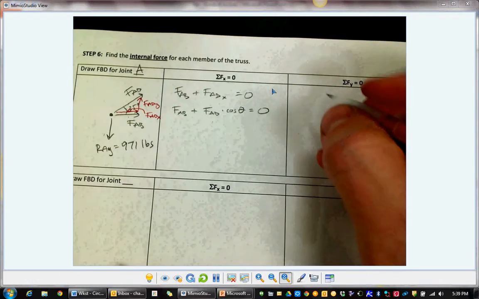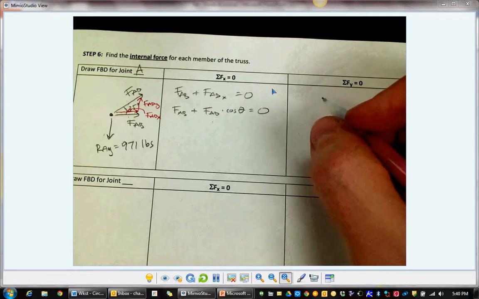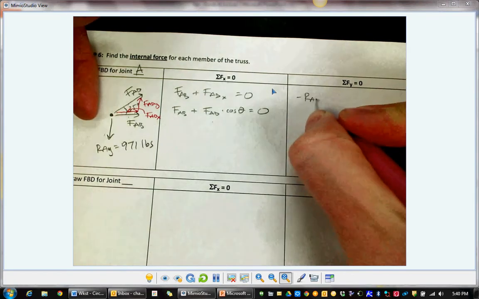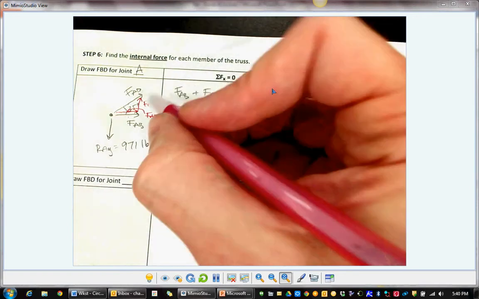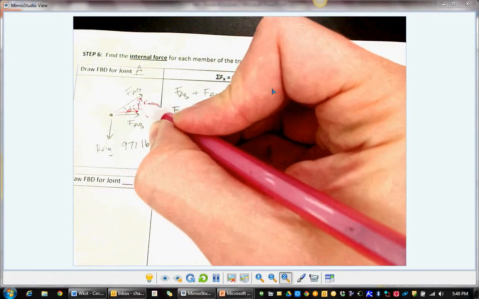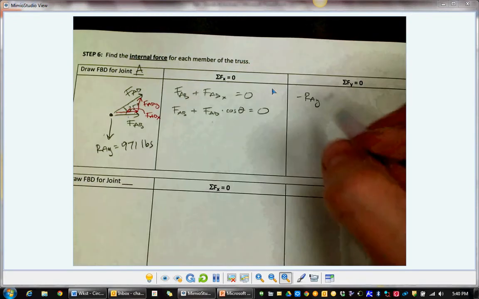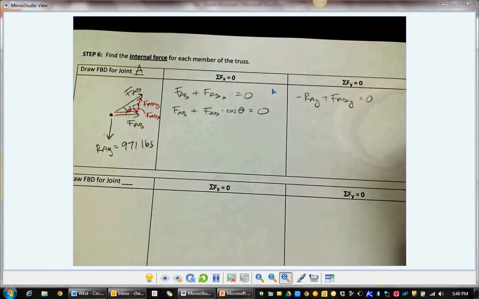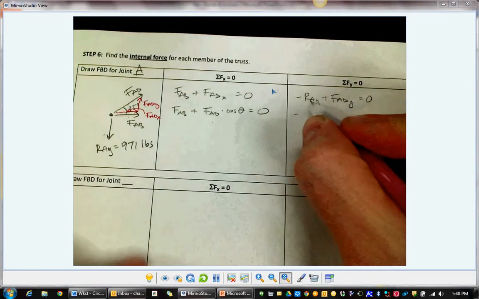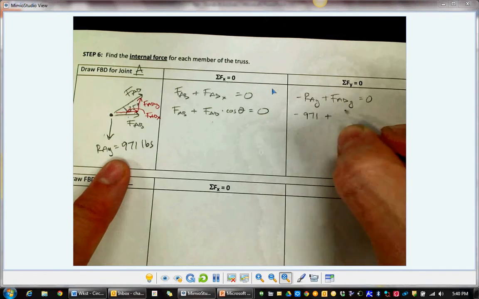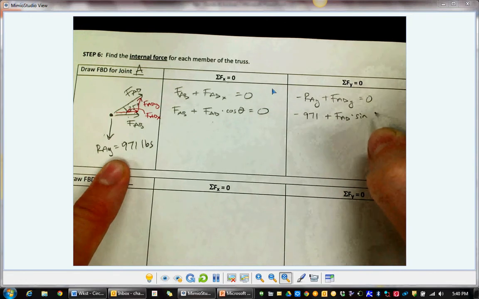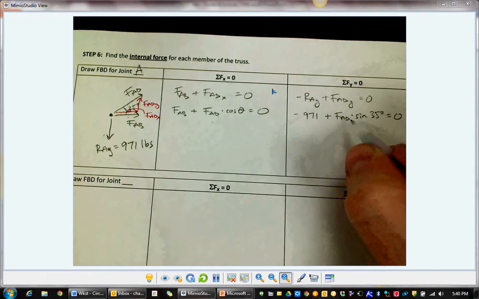All right, in the y direction, what do we have? Let's see, we have RAY, and that's pointing downward. That's the negative direction, so negative RAY. And part of FAD is in the y direction. Its y component is pointing up, so plus FAD's y component. All right, let's substitute our values. RAY is 971. FADY is FAD times the sine of theta, and theta is 35 degrees. One unknown, I can solve that.